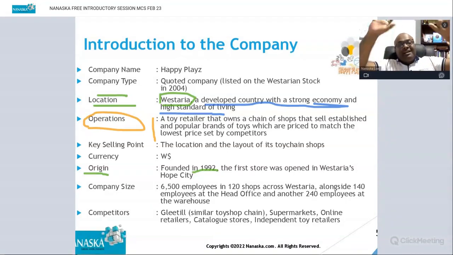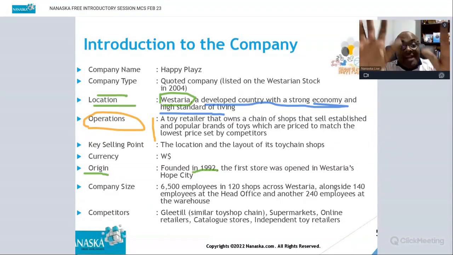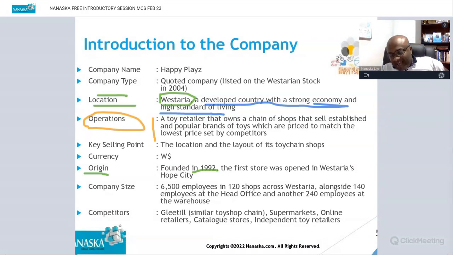A toy retailer that owns a chain of shops that sell established and popular brands of toys. We are selling other brands of toys. Price to match to the lowest price set by a competitor. We try to match the lowest price. So we are not a differentiator as I can see from this paragraph. We are more of a cost leader. As we go on, we might change our view, but initial page.